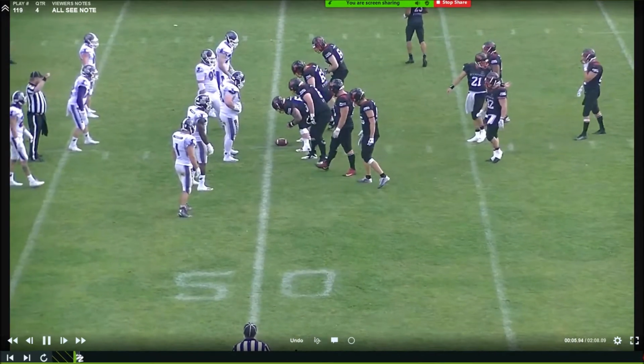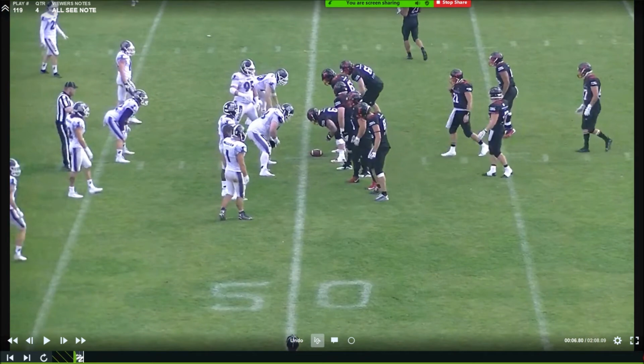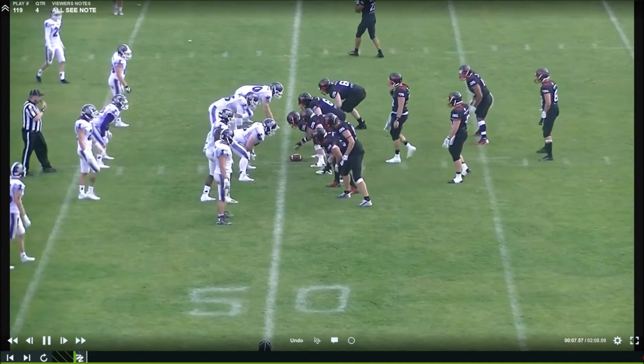All right, so this first play here, it's third and very short. But before we get to the actual play, let's just notice that the ball is nose on, and let's see what happens here.